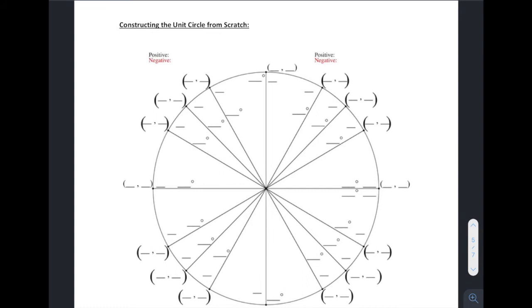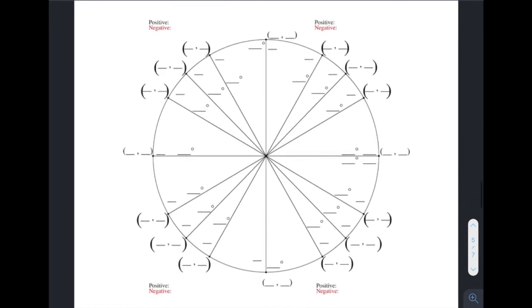My goal now is to talk about how we construct the unit circle from scratch. How do we do that? We're going to start with what we know. We know that the unit circle starts at the origin, the center is at the origin, and it has a radius of 1.